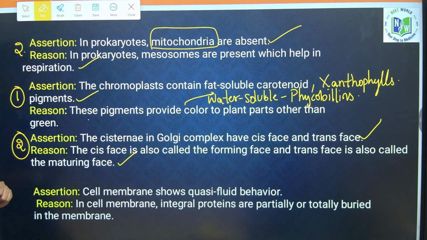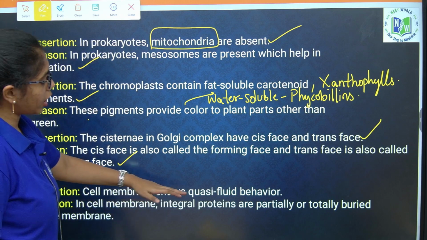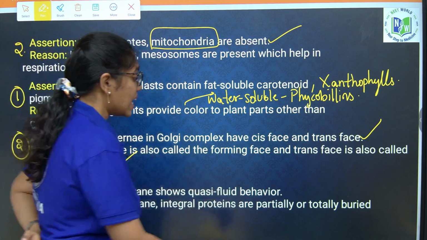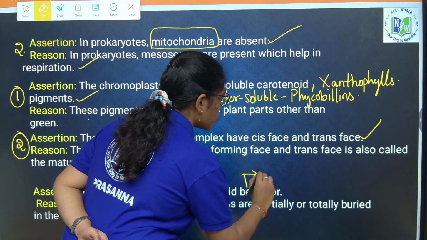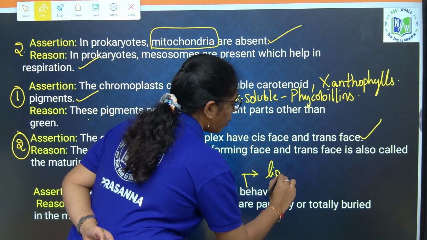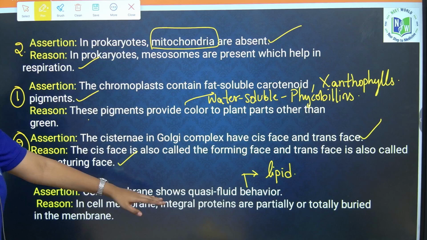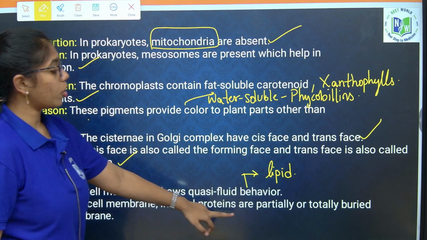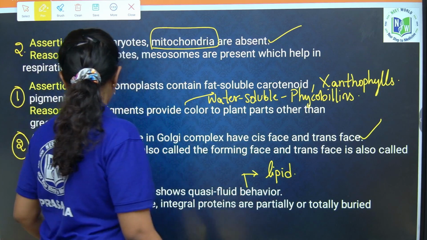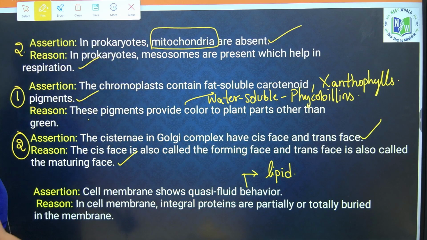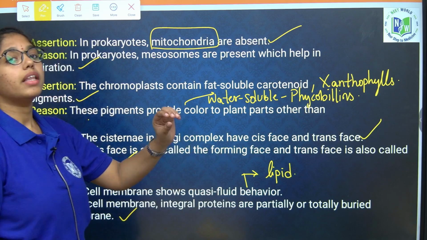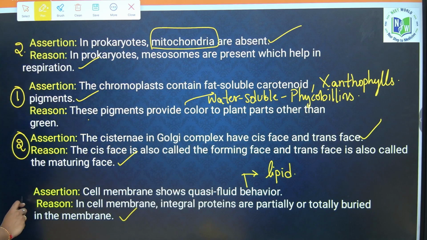Next question, if you see, assertion: cell membrane shows quasi-fluid nature. Yes, this quasi-fluid behavior is because of what? The lipid component present in it. Okay. In the cell membrane, integral proteins are partially or totally buried in the membrane. This is also correct. When two statements are correct and here no way the reason is explaining the assertion, then what will be our option? Our option will be 2. Okay. Next question.